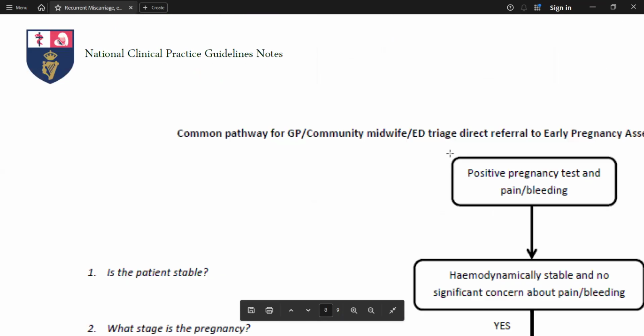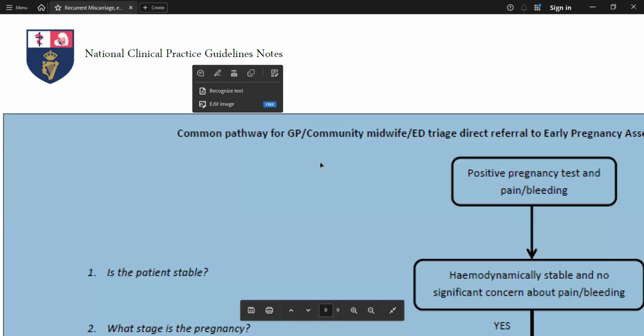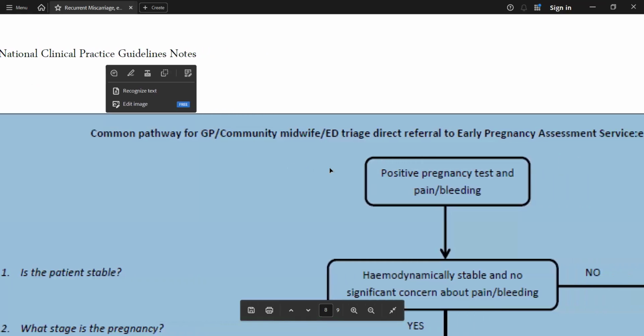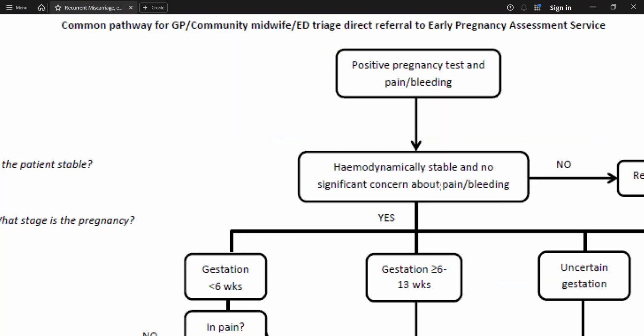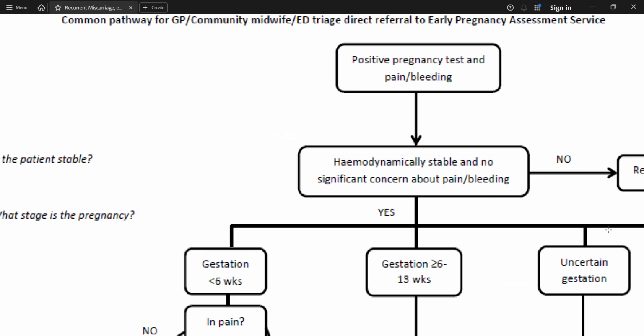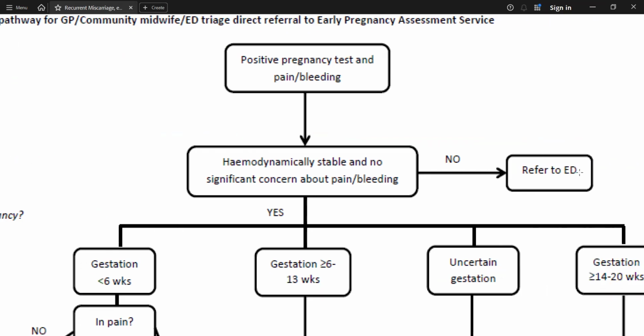So finally, you are going to find a common pathway for anyone. Refer to the early pregnancy assessment, like here, for example. If this young lady is having pain and bleeding, she could be miscarrying, she could be ectopic, she could be a normal pregnancy. I have no idea. So I need to make sure that she is hemodynamically stable first. And then I'm going to triage her as an emergency case. So I'm going to refer her to the emergency department or not.